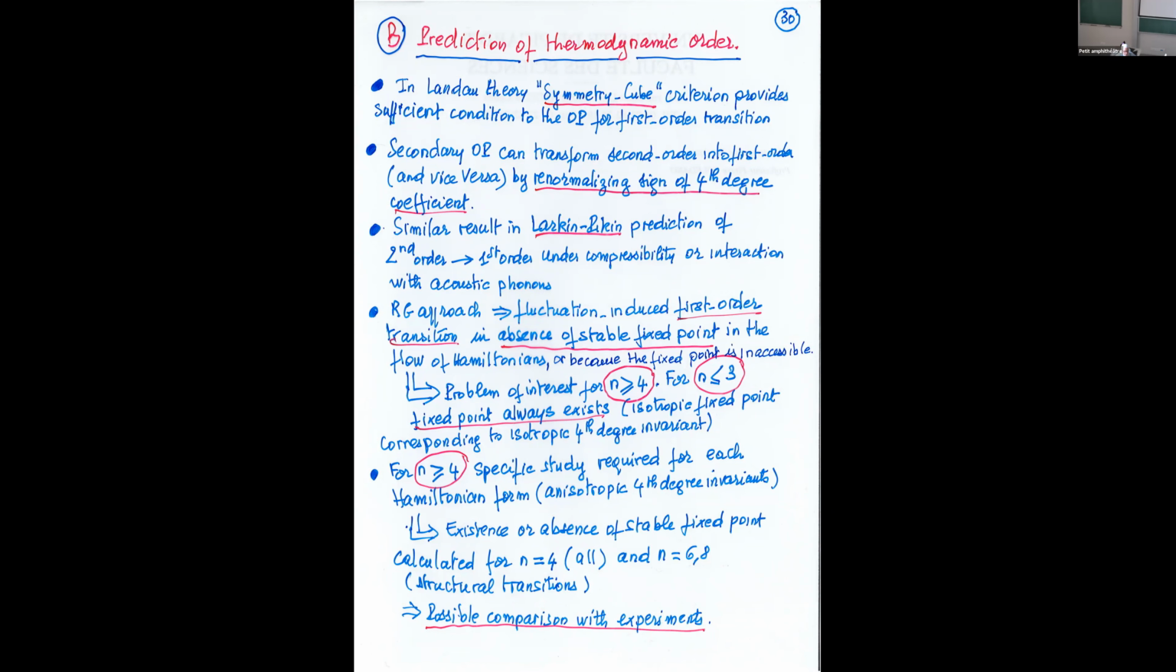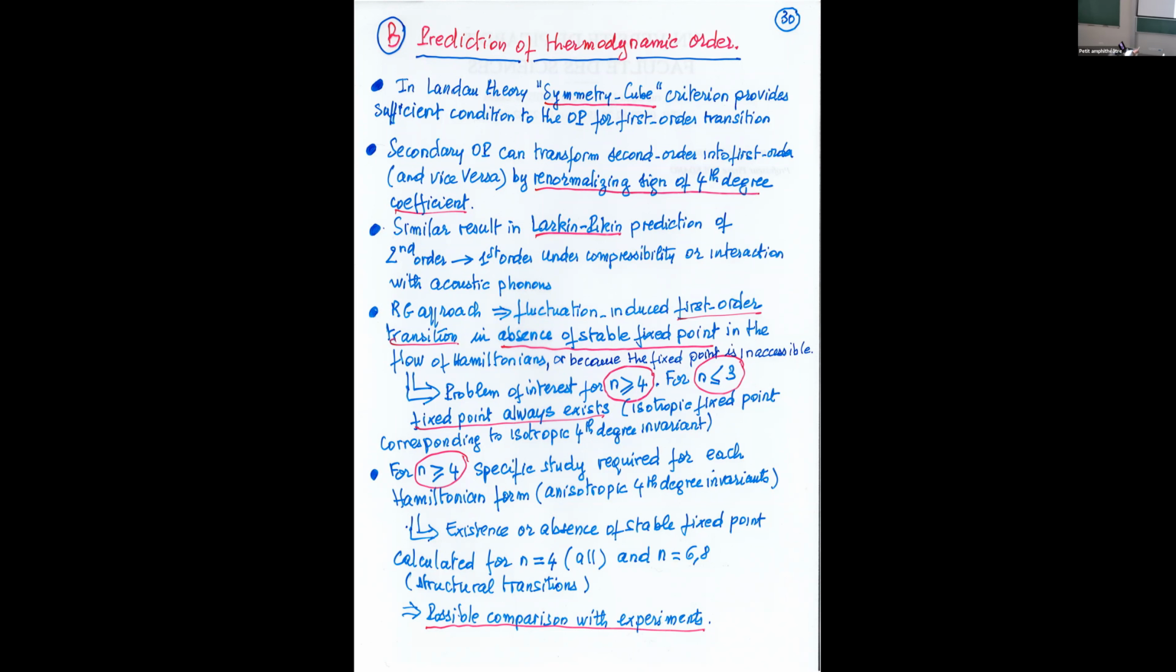Here I just want to come back a little bit to the prediction of the thermodynamic order. We have a very good criterion in the Landau theory, which is the fact that we have a cubic term in the free energy, the so-called symmetry cube criterion. And this is a really very reliable criterion, which ensures that the transition is first order, but it can be very weakly first order, but it is first order.